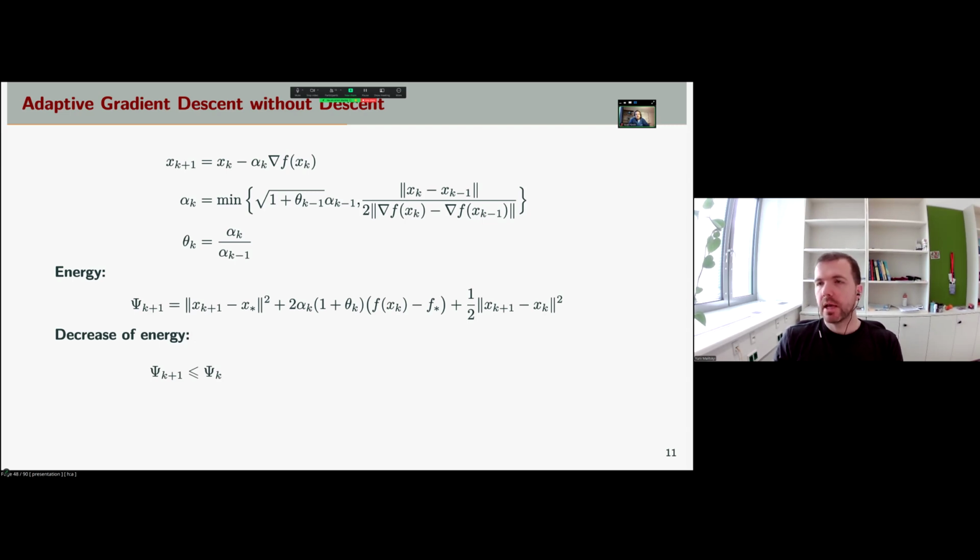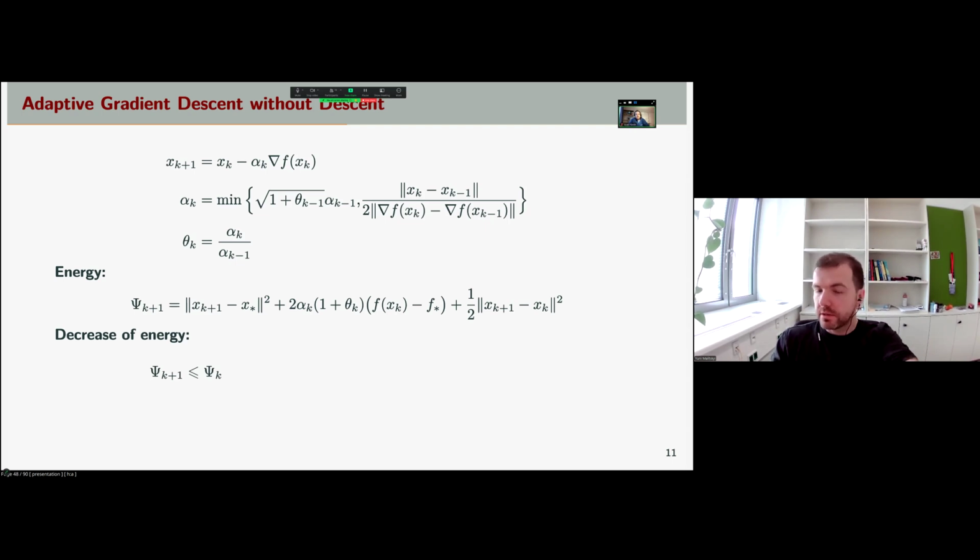Xk plus 1 minus xk is also normal, but this stuff is a bit weird. For usual gradient descent, you have not f(xk) but f(xk plus 1), but here we have somehow f(xk), and of course we have this weird coefficient that does not exist in standard analysis. So we would like to show that for this energy, psi k plus 1 is less or equal than psi k. And then everything would follow immediately, right? Because you have monotonicity of this stuff. It's not negative. So of course, you can just telescope this inequality and obtain boundedness and so on.